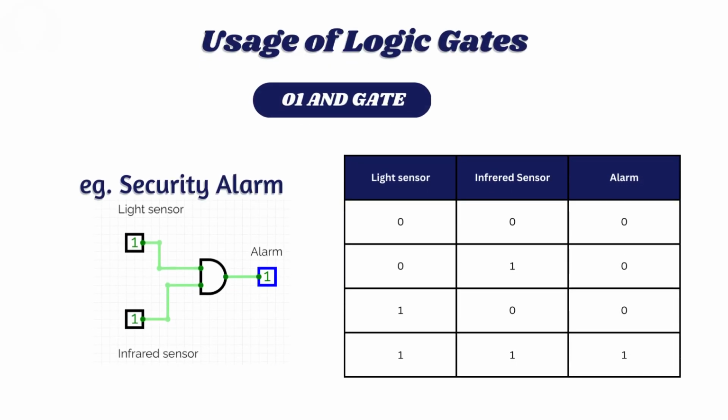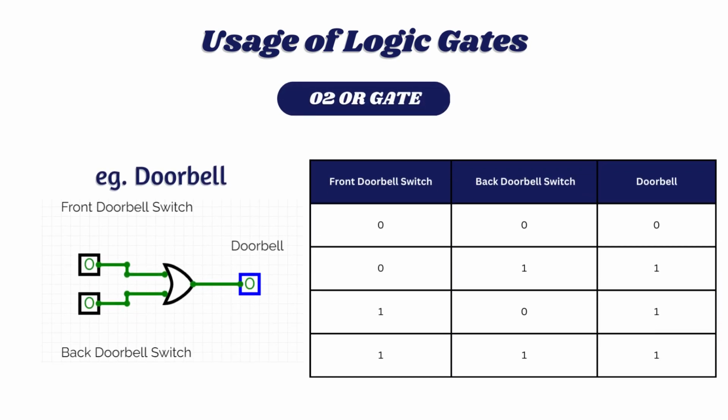Hi, I'm Jocelyn. I will now discuss the usage of logic gates in our daily life. Logic gates are utilized in various circuits. For the first gate, which is the AND gate, we use it in the security system. Only when the light sensor detects the darkness and the infrared sensor detects the intruder, then it will trigger the siren.